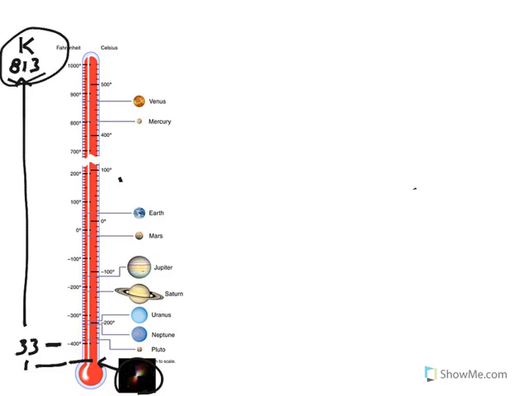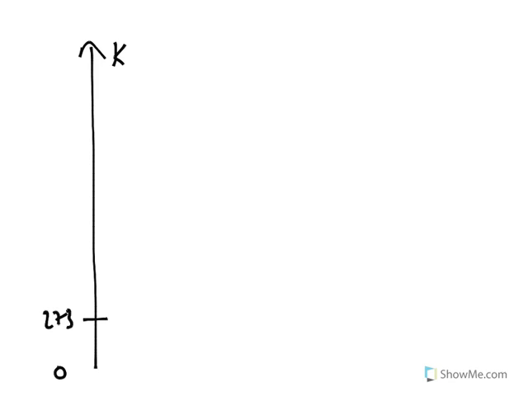Now let's enlarge this scale to not just go to 813 Kelvin and down to about 33 Kelvin. Let's extend it from 0 up into the millions of Kelvin. When we're looking at this temperature range from 0 Kelvin up to 273 Kelvin, we are looking at very, very cold objects. Remember, 273 Kelvin is the temperature at which water freezes.